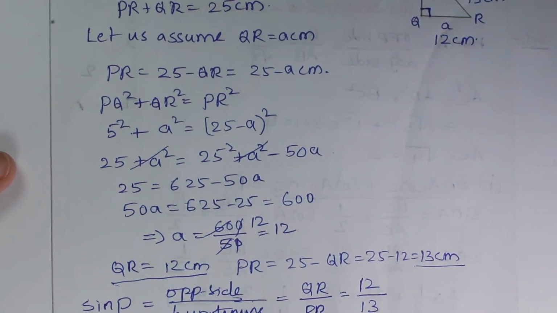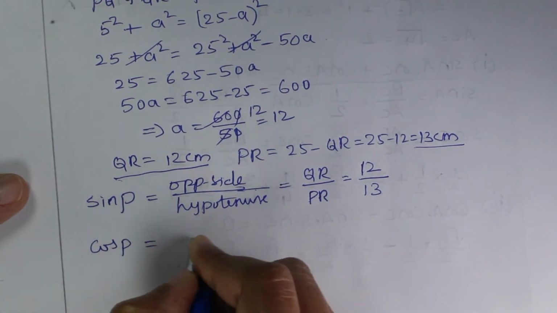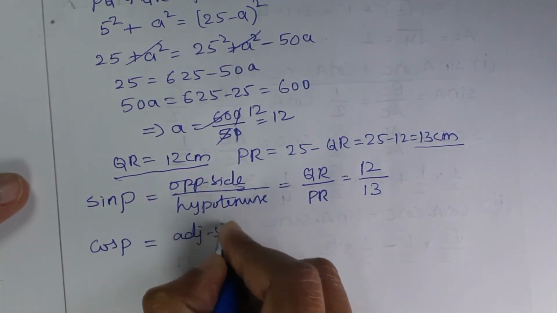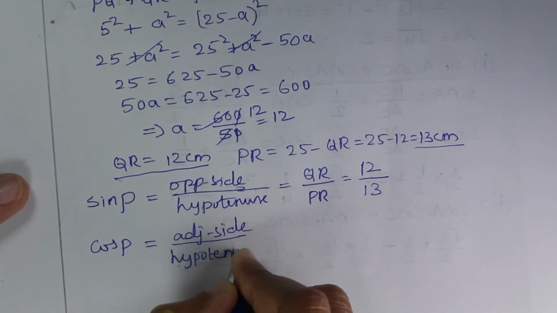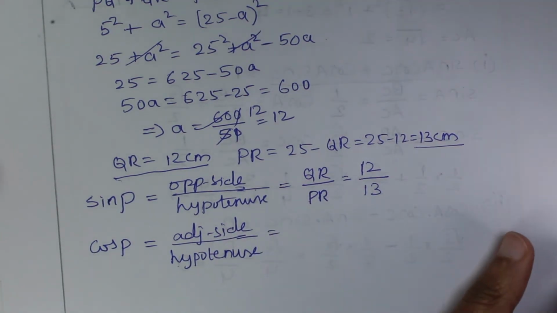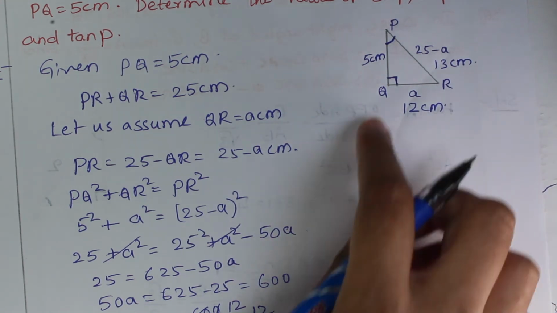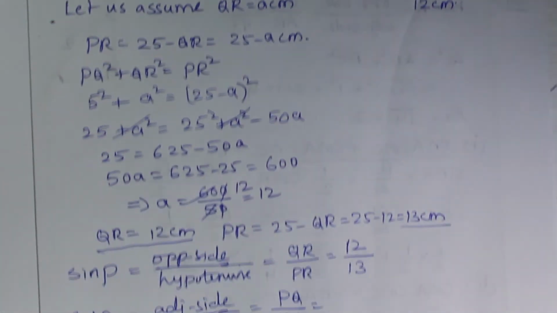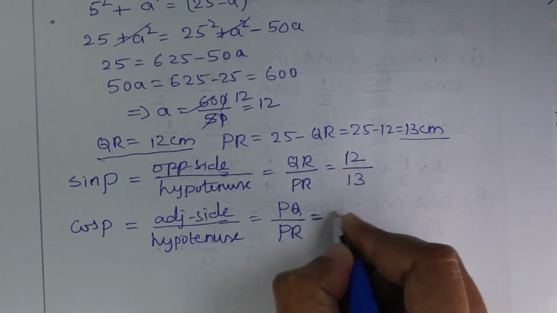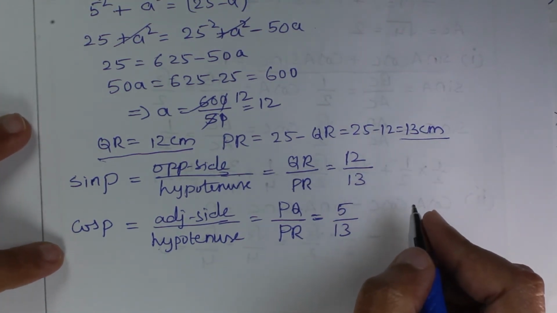Okay, now the next value we have to find out is cos P. Cos P is equal to adjacent side to angle P divided by hypotenuse. What is the adjacent side to angle P? PQ divided by PR. What is the value of PQ? PQ value is 5 centimeters divided by PR, 13 centimeters. So we found the value of cos P.